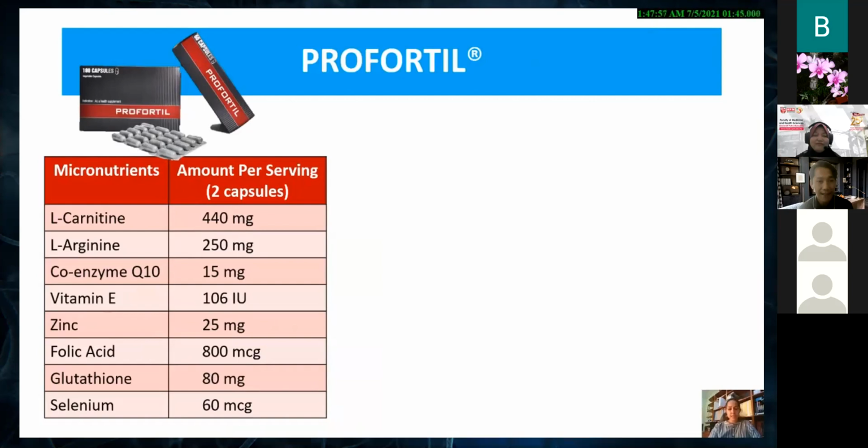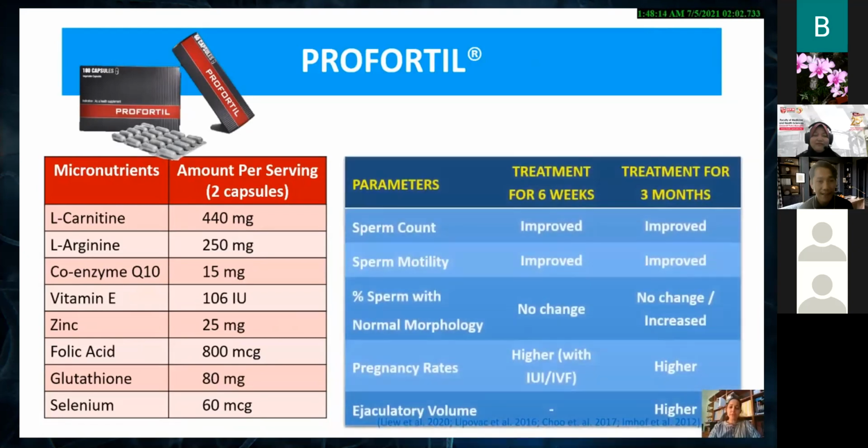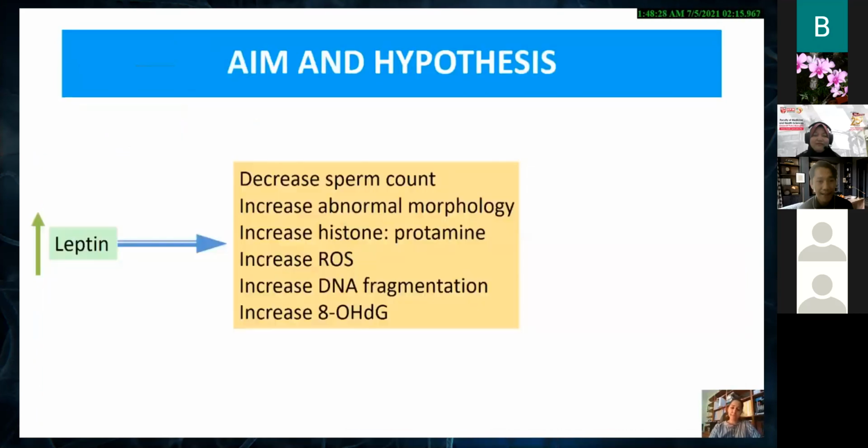Therefore, we decided to investigate this by treating leptin-induced rats with Profotil. Profotil is a vegetable origin capsule made up of several different antioxidants as shown in this table, and it is currently used as part of a treatment regime for the management of male infertility. Several studies have been conducted to observe the effects of Profotil in subfertile and infertile males. The results from those studies are shown in this table. To date, ours is the only study investigating the effects of Profotil in leptin-induced rats.